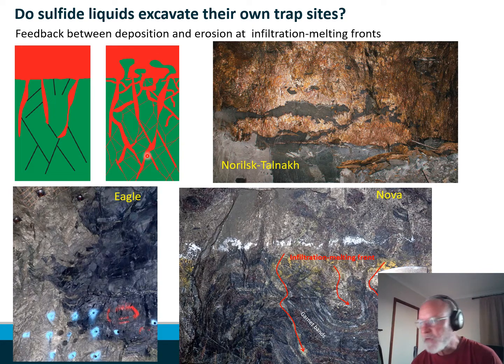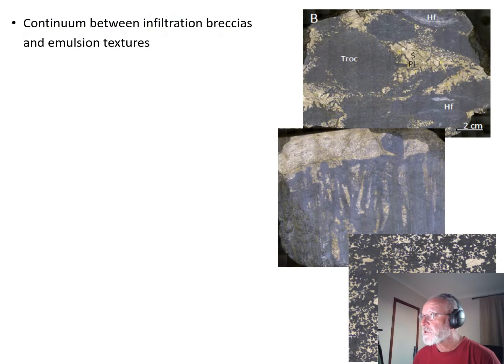This is really just a speculative idea at the moment, but if it's right, it's an interesting one, because it says that there could be a feedback involved in formation of some of these kinds of ore deposits. The standard view is that the sulfide is carried passively and then dropped out like heavy minerals in trap sites at the floor of the flow, or the floor of the intrusion. Maybe they're doing a bit more than that. Maybe they're actually digging their own trap sites as a result of this invasion and melting mechanism. So I'll just leave you with that idea.